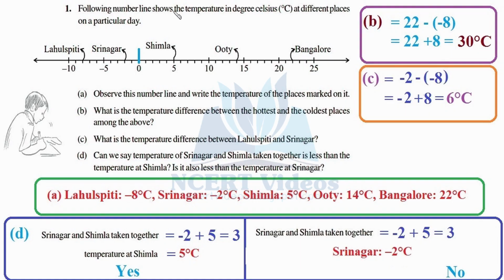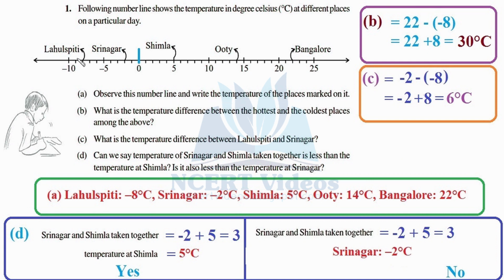Question 1. The following number line shows the temperature in degrees Celsius at different places on a particular day. So this is the number line showing different temperatures on one single day. The first question is, observe this number line and write the temperature of the places marked on it.